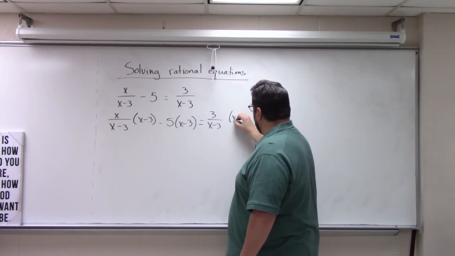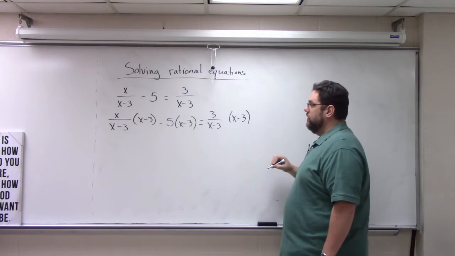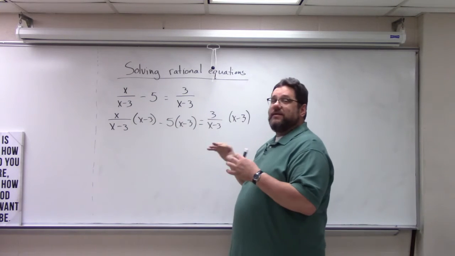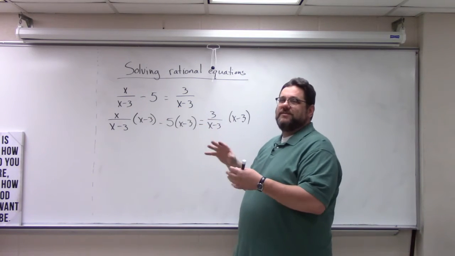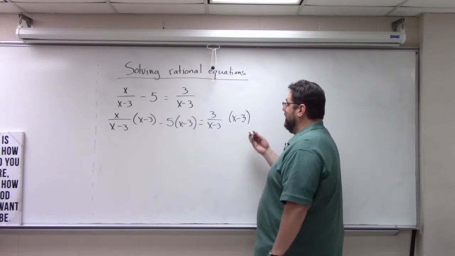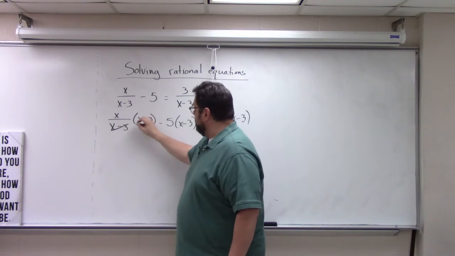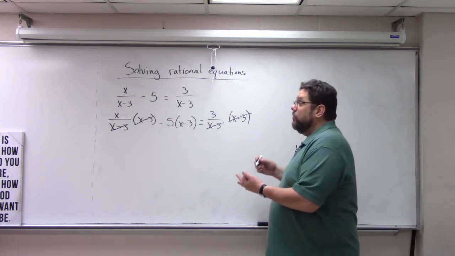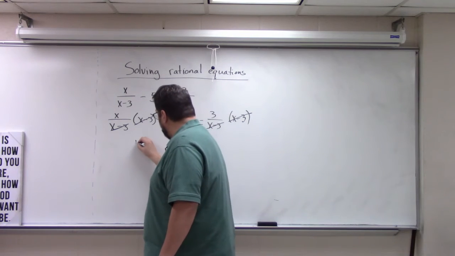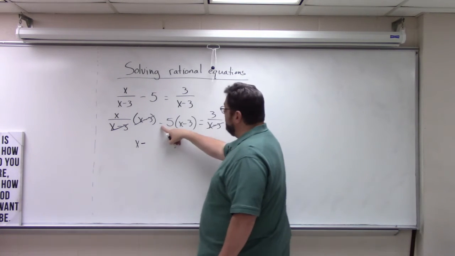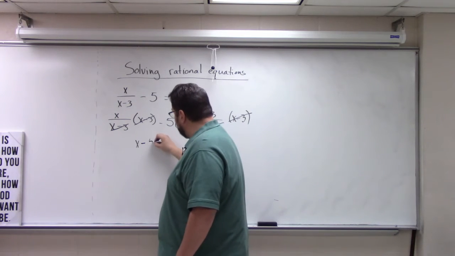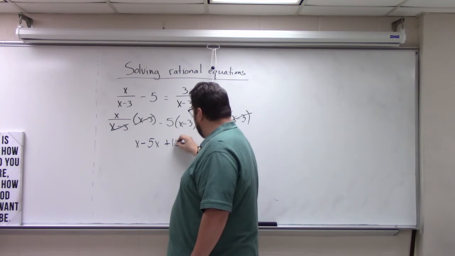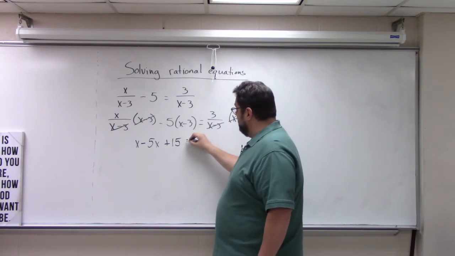times x minus 3. Okay, so notice, I looked at the denominator. I had two denominators, but I had the same one. So I multiplied everything by x minus 3. X minus 3's cancel. X minus 3's cancel. And at this point, we're just going to go with what's left. This is x minus, all right, minus 5 times x, that's minus 5x. Minus 5 times minus 3, that's plus 15, is equal to 3.